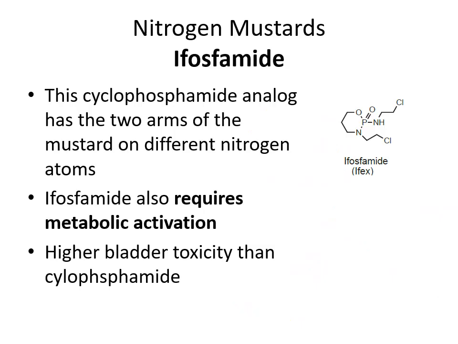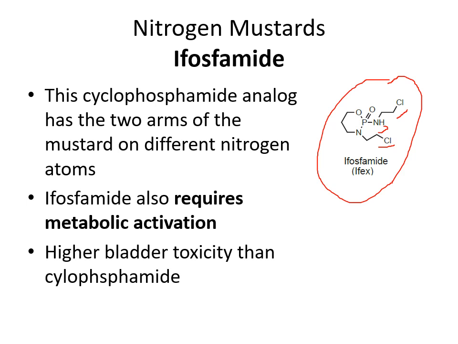Another example we have is ifosfamide. It's a very similar structure between cyclophosphamide and ifosfamide. You can see ifosfamide, except the main difference between cyclophosphamide and ifosfamide is the two chloroethyl moieties. They're not both on the same nitrogen. Each one of them is on a different nitrogen. You can think of them as the two arms of the mustard being on two different nitrogens.